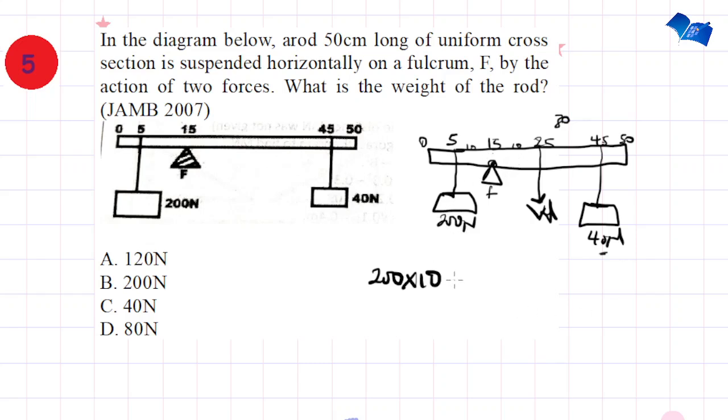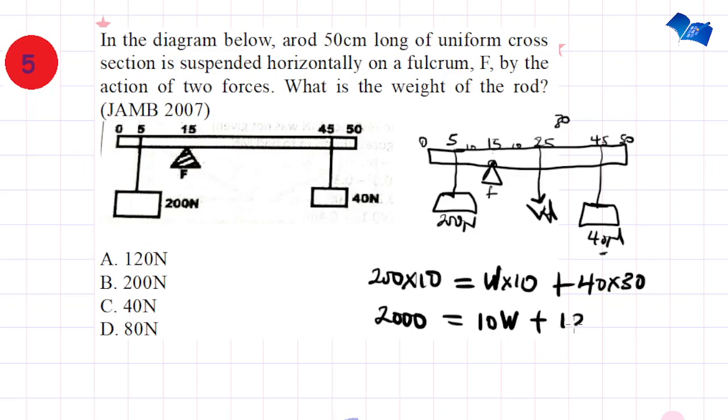Then the clockwise moment will give us the weight of this rod, which is acting at the center of gravity, right? Multiplied by the distance between this point and the point of the fulcrum, which is 10. It now gives us the weight multiplied by 10, right? Plus this 40 Newton, then the distance from this 40 Newton where it's being hung to this point is 30, right? So 40 times 30. Okay, 200 times 10 will give us 2000, which is equal to 10 multiplied by the weight, which is 10W, plus 40 times 30, which will give us 1200.